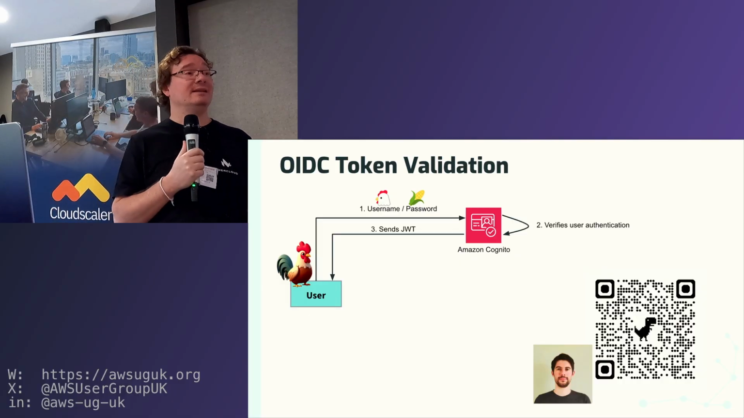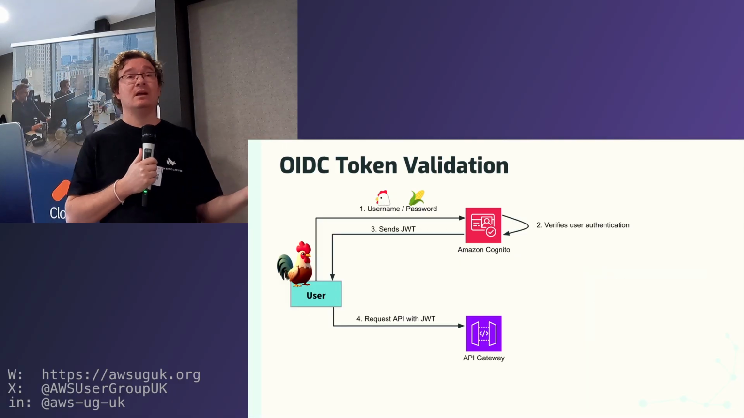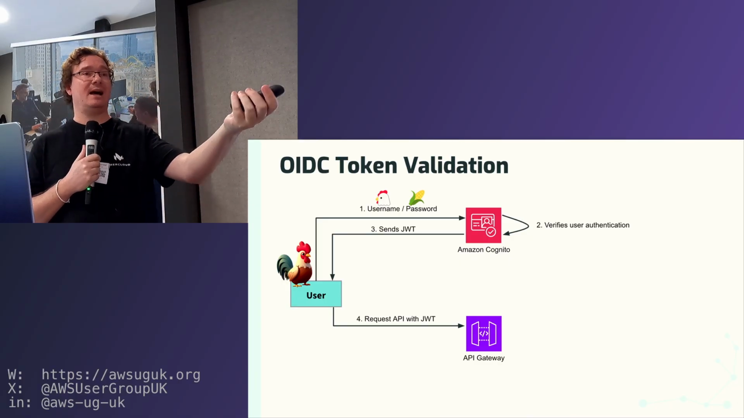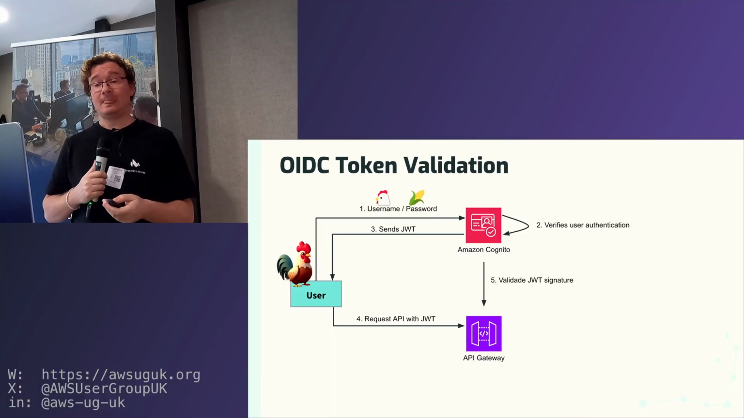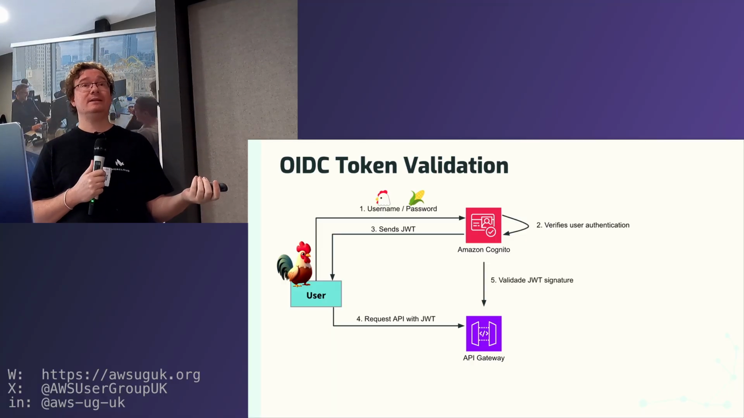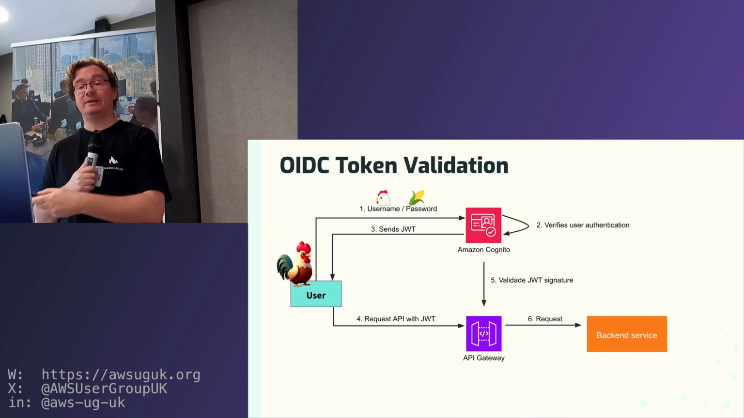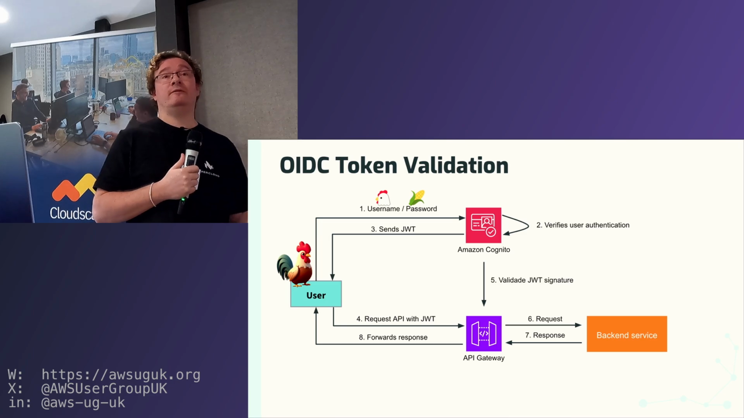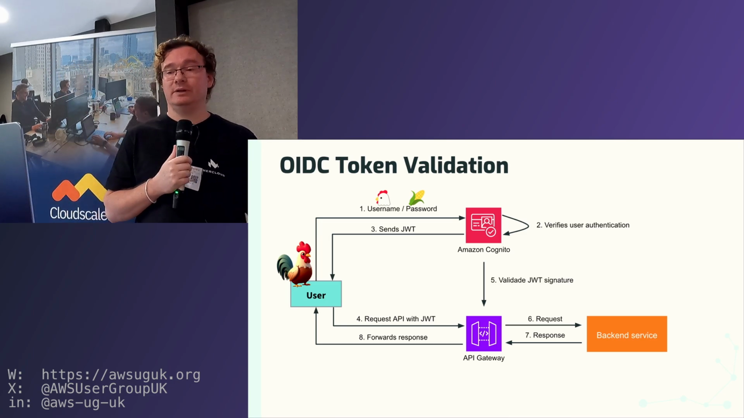But let's say it's a token that we receive back from Cognito. And then our users are going to use that token to call our API, saying, here are my credentials. API Gateway is going to validate the token. If everything is OK, it's going to forward that request to our backend service. And all the data flow is going to get all the way back to the user.